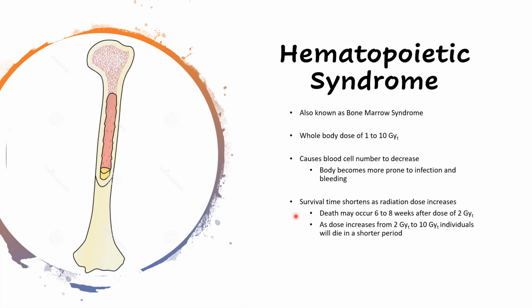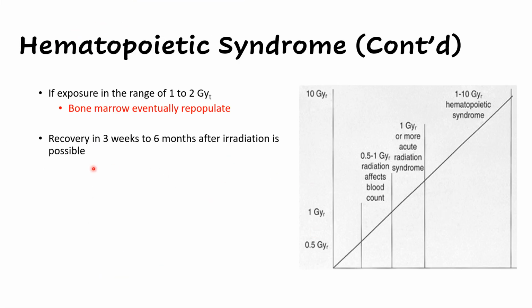Survival time shortens as radiation dose increases. Death may occur 6 to 8 weeks after dose of 2 gray tissue. As dose increases from 2 gray tissue to 10 gray tissue, individuals will die in a shorter period. If exposure is in the range of 1 to 2 gray tissue, bone marrow eventually repopulates. Recovery in 3 weeks to 6 months after radiation is possible.